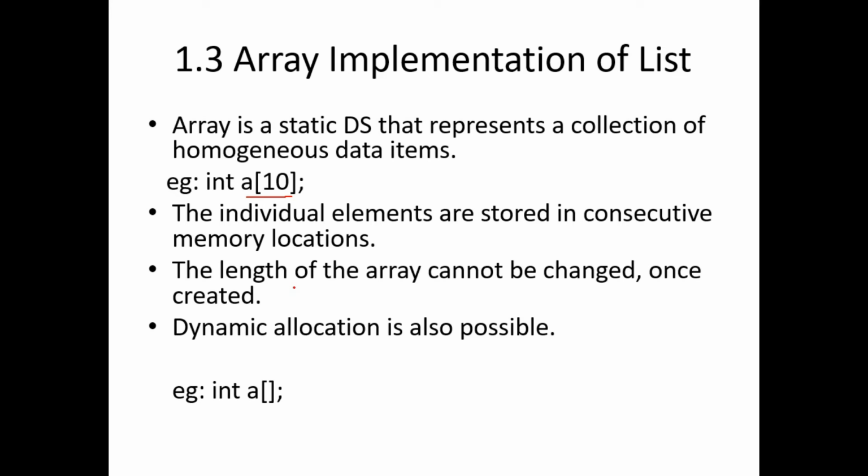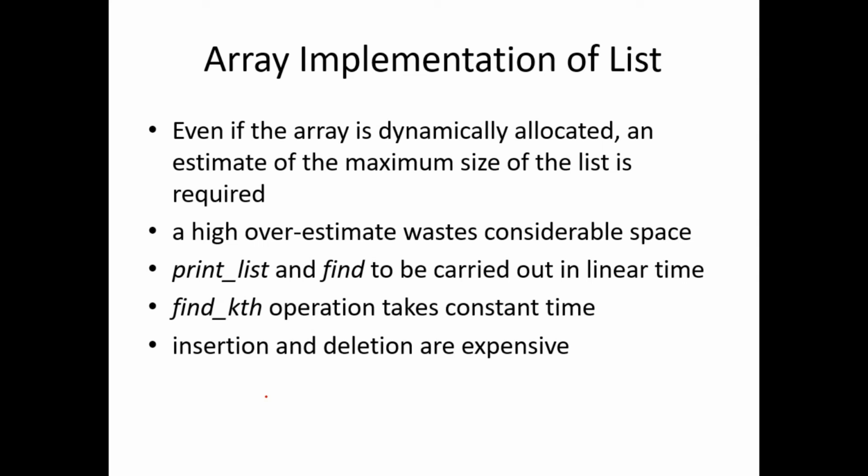Here we are saying this array is static. So can't we make it dynamic? Yes, we can make it dynamic also. Dynamic in the sense that inside the brackets there is no need to specify the size. But even if dynamic allocation is possible, we have to estimate the maximum size of the list. When you go for overestimation, it is going to waste huge space in memory. Sometimes we may store only a few elements, and in memory we will have allocated the maximum overestimated space. Because of this, memory is going to be wasted. That is the disadvantage of the array implementation of list.